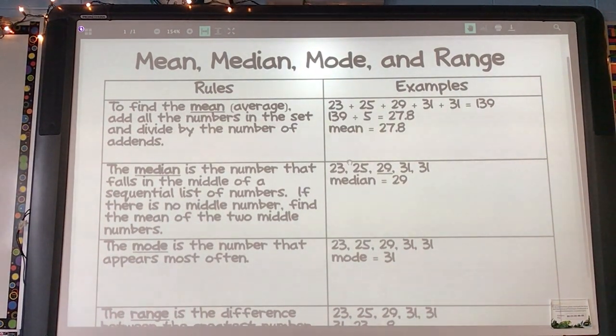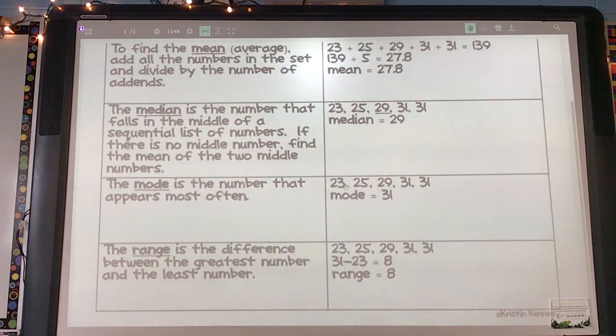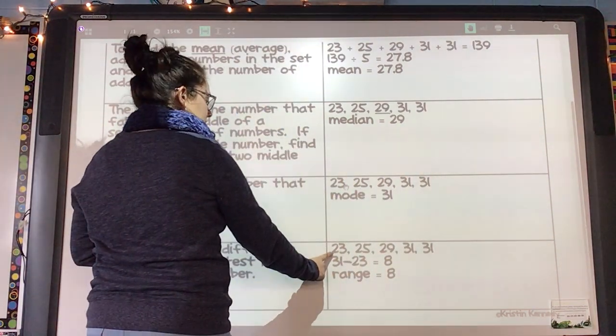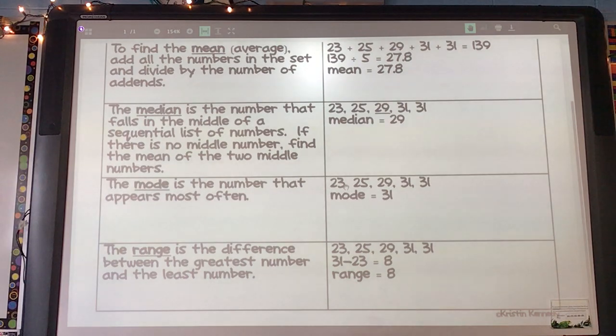And our last one on here, my range. That's the difference between our greatest and our least number. So they have their numbers in order already, so that makes it easy to see. Our greatest number was 31. My smallest number was 23. So I do 31 minus 23 equals 8. Your range is 8. Okay?